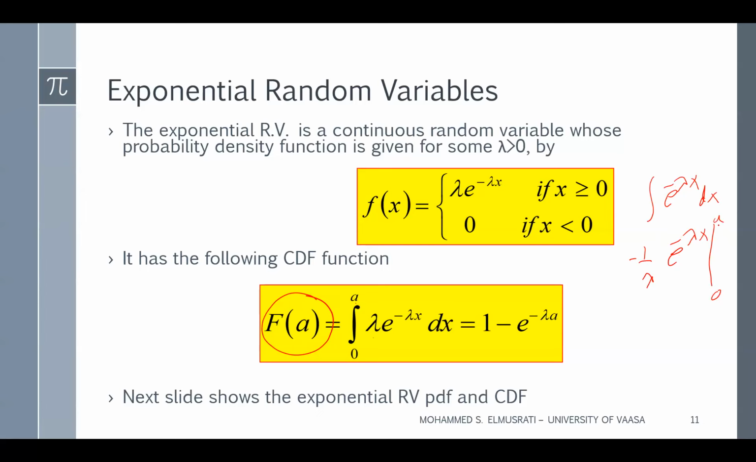Okay, so we substitute first with a, so it will be minus 1 over lambda. Remember that we have lambda outside here, so it will be lambda divided by lambda. Then you substitute for a, so it will be e to the minus lambda a, minus, when you substitute x equal to 0, e to the power 0 equals 1. So the lambda cancels, and with the sign we have 1 minus e to the minus lambda a.